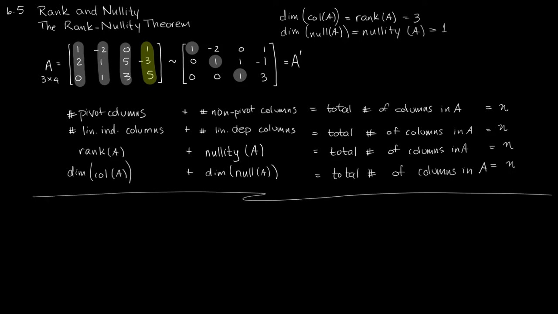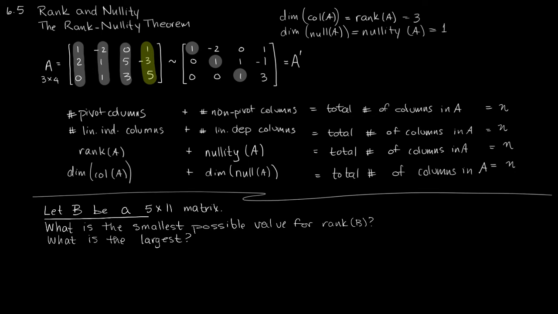Let's take a look at one more idea here, and that is, how big can the nullity of a matrix be? We'll start by establishing the matrix we're going to work with, and I'm just going to randomly choose a 5 by 11 matrix. What is the smallest possible value for the rank of B? Going back to the idea of rank, we have 1, 2, 3, 4, 5 rows, and 1, 2, 3, 4, 5, 6, 7 columns.